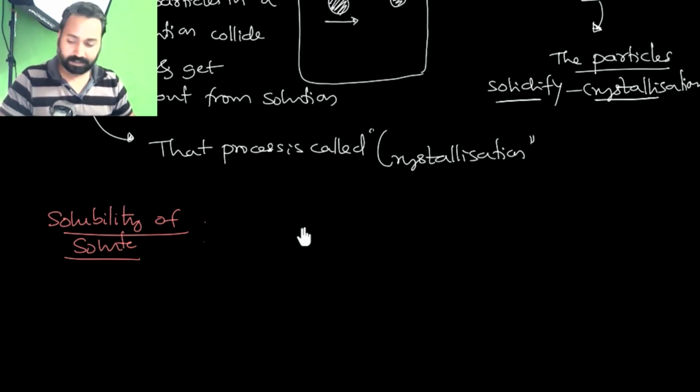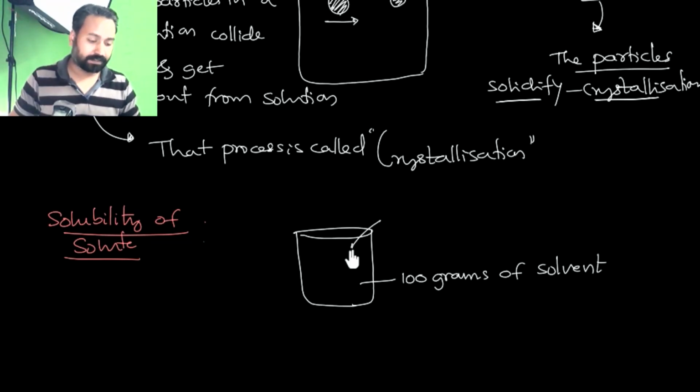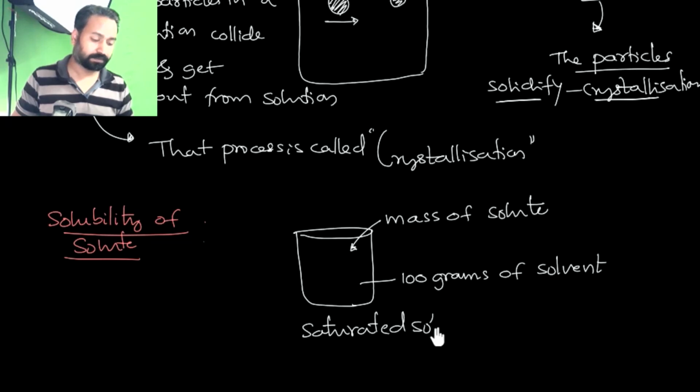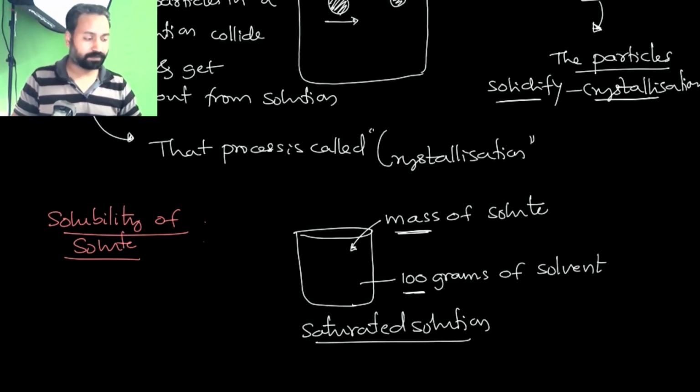You have to take a container, the same as we took before. This container contains 100 grams of solvent, and in that, whatever mass of solute you add, the maximum mass you should add. When you add a mass of solute in 100 grams of solvent, that particular mass leads to the formation of a saturated solution. Up to that, whatever mass you dissolve in 100 grams of solvent, that is known as solubility of solute.